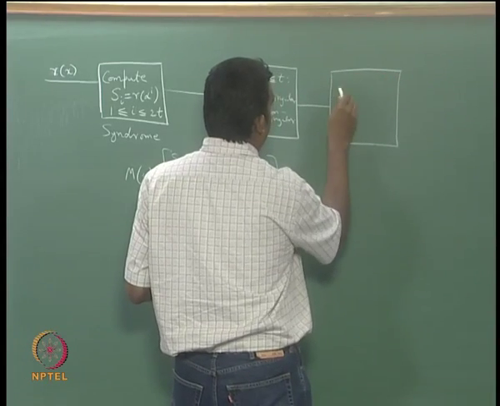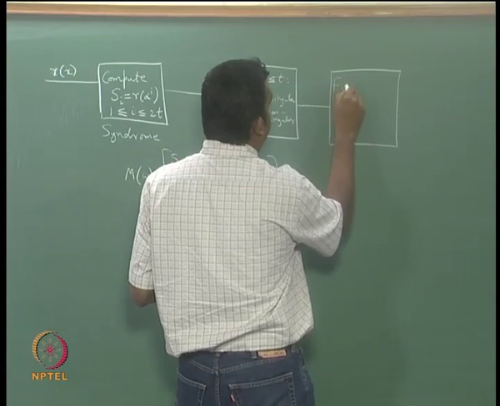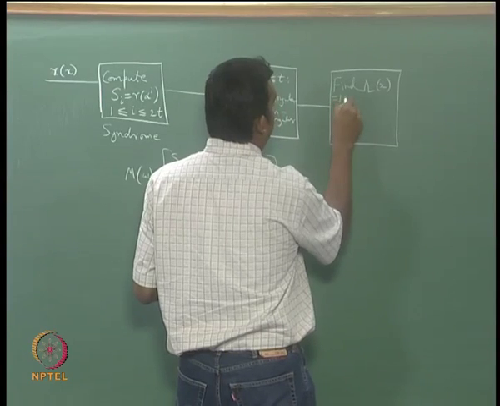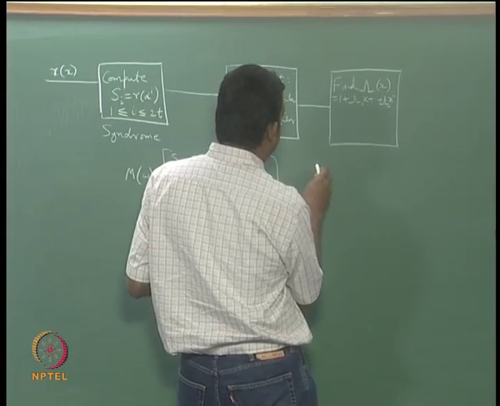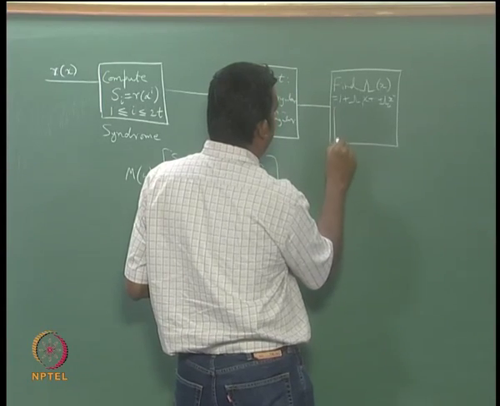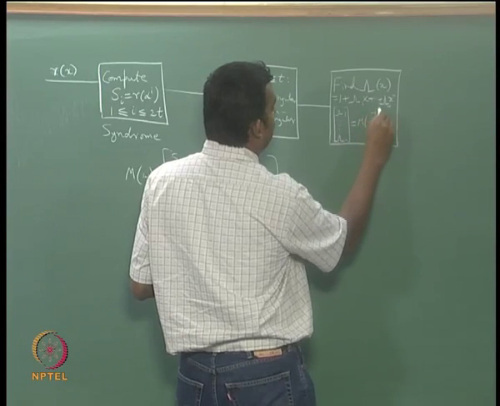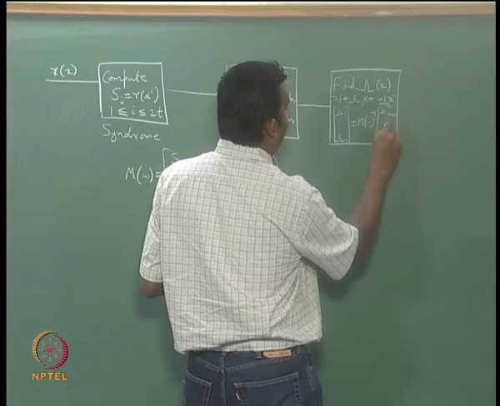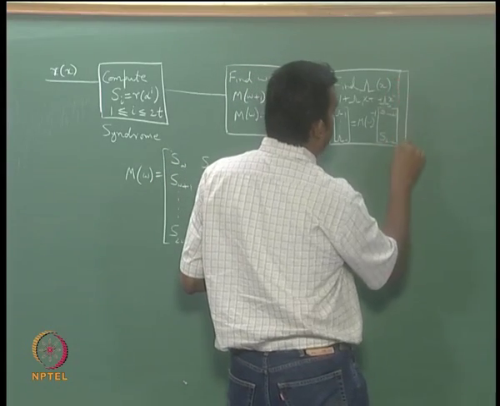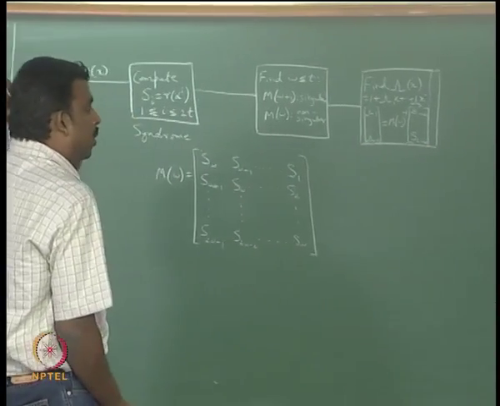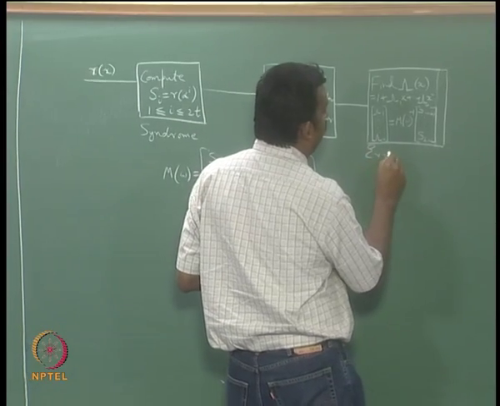What's the next step? Yeah, so you have to find lambda of X, which is 1 plus lambda 1 X and so on till lambda W X to the W. How do you find these? You have to do this equation, right? So lambda 1 to lambda W equals M of W inverse times S_(W+1) all the way down to S_2W. Okay, maybe this box can be a little bit bigger. Okay, so you find your error locator. So in this step you are finding the error locator polynomial.